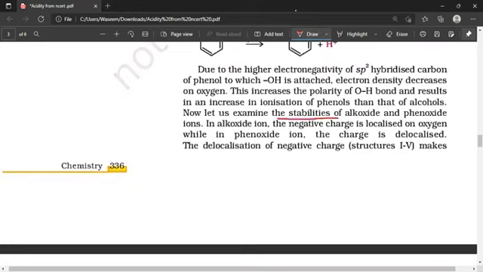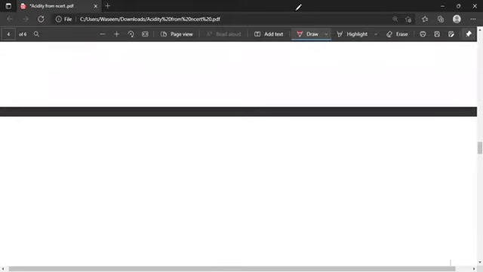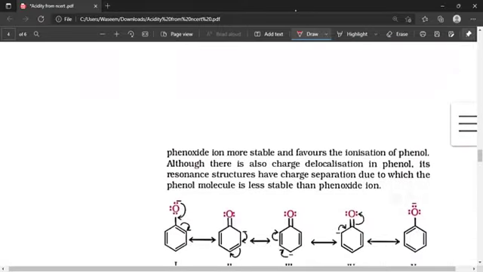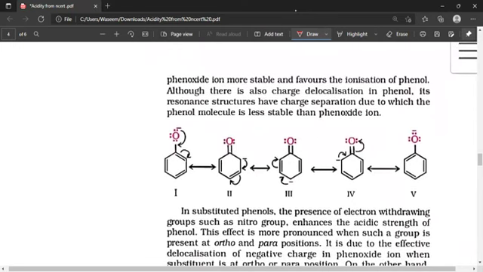Now the stability of the alkoxide and phenoxide. In alkoxide, the negative charge is localized on oxygen, means it is not moving anywhere. It is at one place in alkoxide. But in case of phenoxide, the charge is delocalized. Delocalized means it is in resonance, having 5 resonating structures, which makes it more stable. Therefore, phenol is more acidic in nature than alcohols. See here, the phenoxide ion is more stable and favors the ionization of phenol. These are the 5 resonating structures of phenoxide.